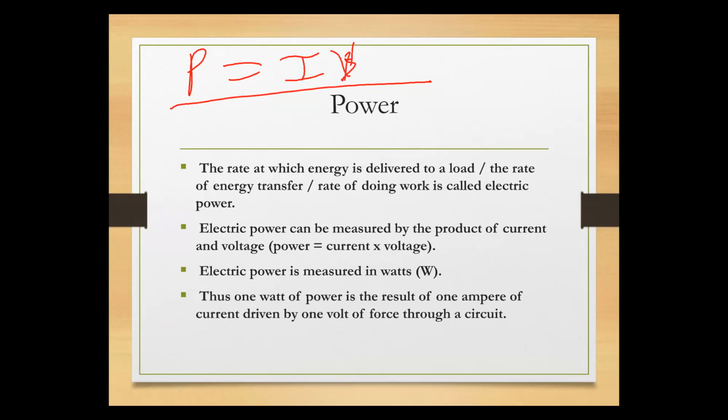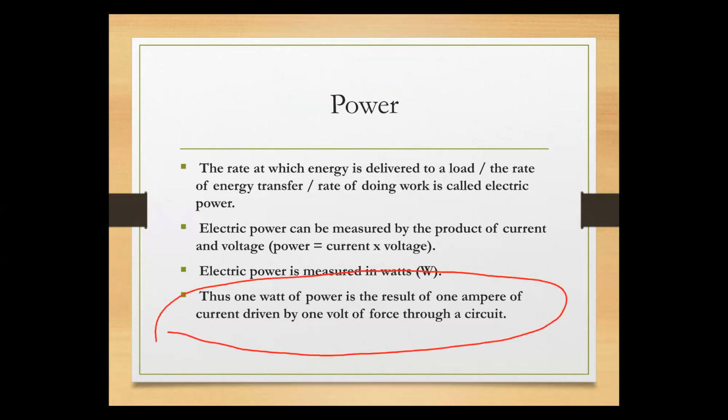Right. So electric power is measured in watts. That's the SI unit, watts, abbreviated W. Right. That's 1 watt of power is the result of 1 ampere of current being driven by 1 volt of force through a circuit. Here this 1 watt of power is the result of 1 ampere of current driven by 1 volt of force through a circuit. Right.